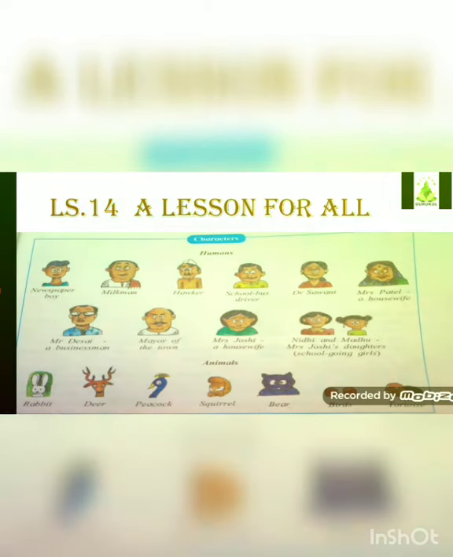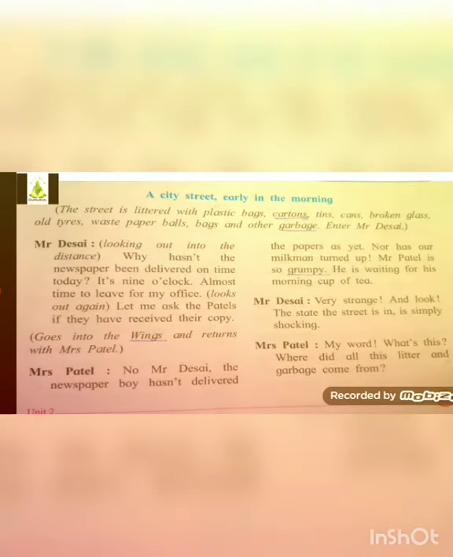Now let's look at the animals which are mentioned in this lesson. Rabbit, deer, peacock, squirrel, bear, birds, tortoise. Now children, let's go ahead. Now, a city street early in the morning.